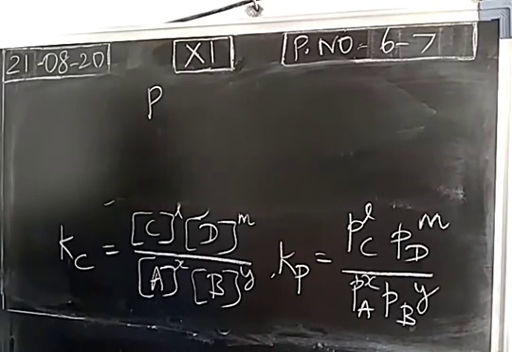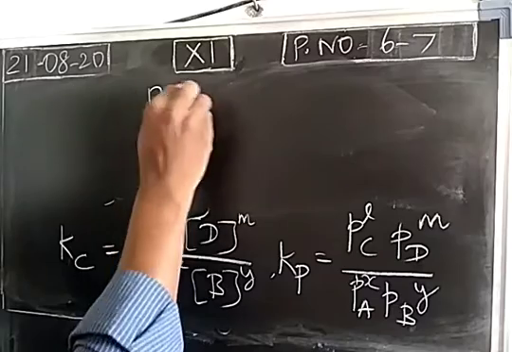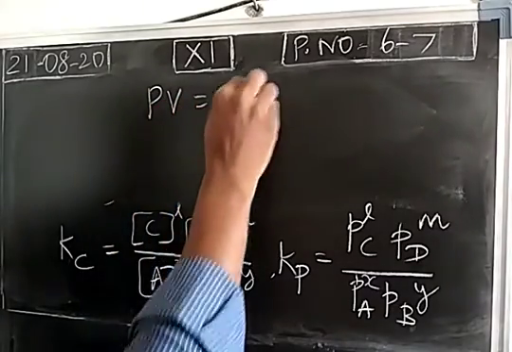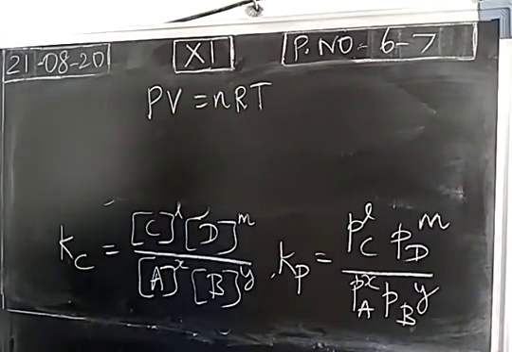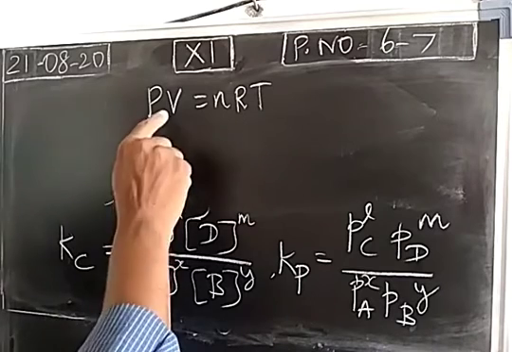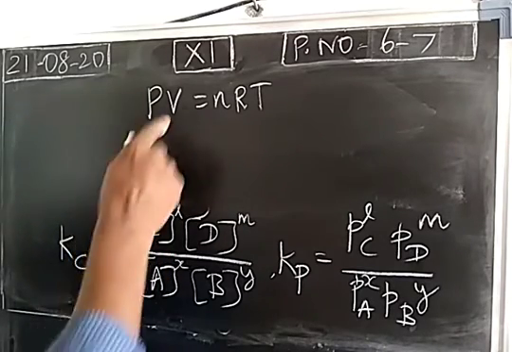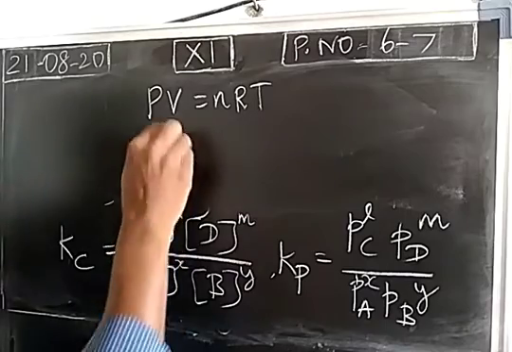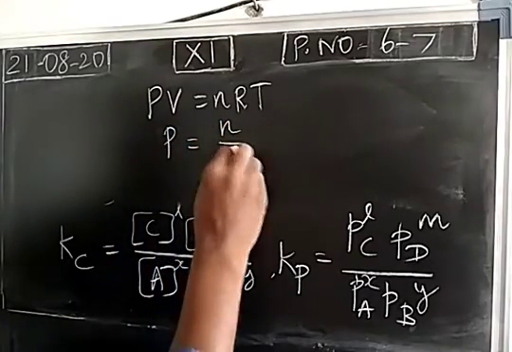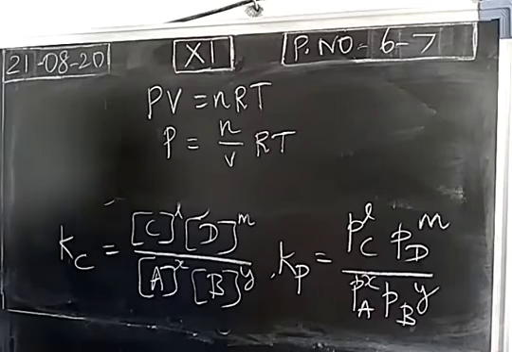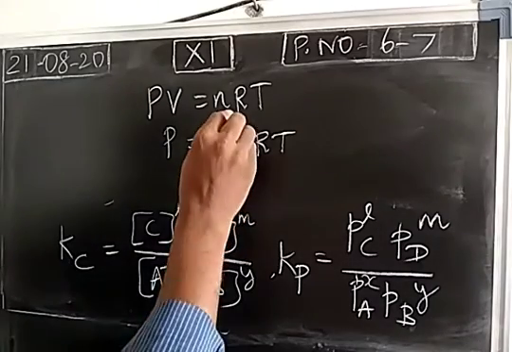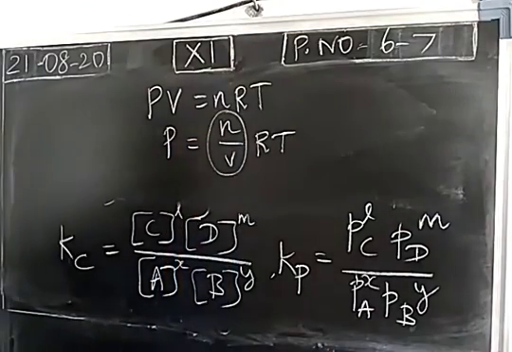So we have a basic equation, PV is equal to nRT. This is called the ideal gas equation. In the 6th lesson we will study the gaseous state in detail. This is the ideal gas equation, the basic equation for the gaseous state. Here we need pressure. So pressure is equal to n by V times RT. This n by V is called active mass.